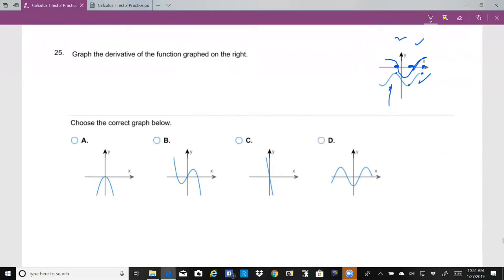So it looks like the only one it could be is answer D, which is a negative cosine wave.